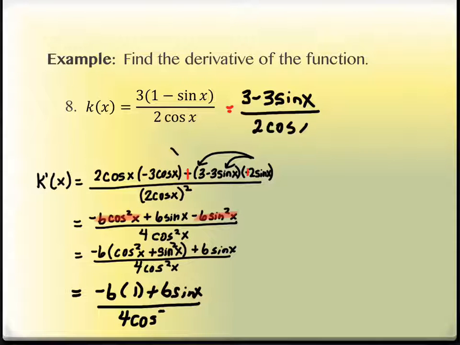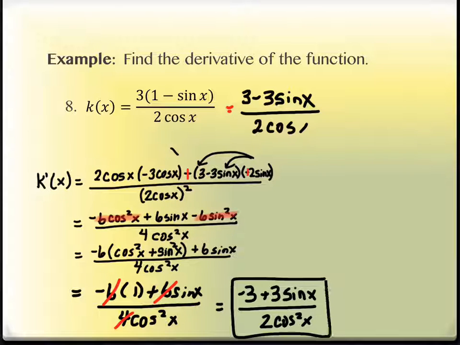And there's one more thing I can do. Do you see it? Yeah, everything has an even coefficient, right? 6, 6, and 4. So I can divide them all by 2. So I will simplify by dividing each of these by 2. So this will give me negative 3 plus 3 sine x over 2 cosine squared of x. Any question on that one? All righty.